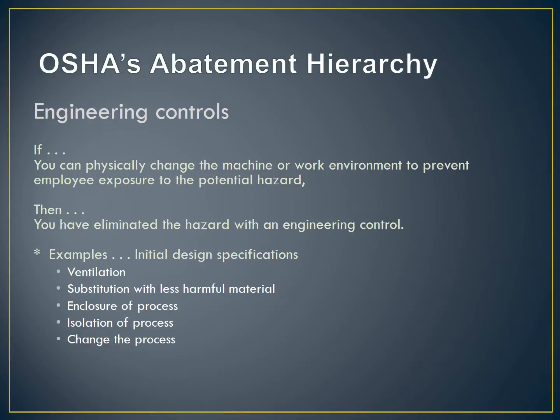Now, engineering controls, and this is OSHA's wording: if you can physically change the machine or work environment to prevent an employee exposure to the potential hazard, then you've eliminated the hazard with an engineering control. So specifically what it's saying is that the engineering control engineers whatever hazard is out. The employee doesn't come in contact with it, and so that's why engineering controls are always going to be your best bet with regard to any type of hazard control.